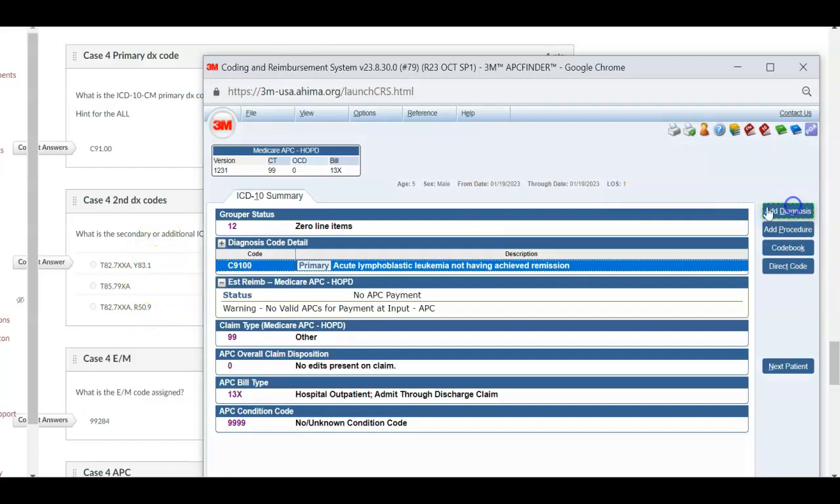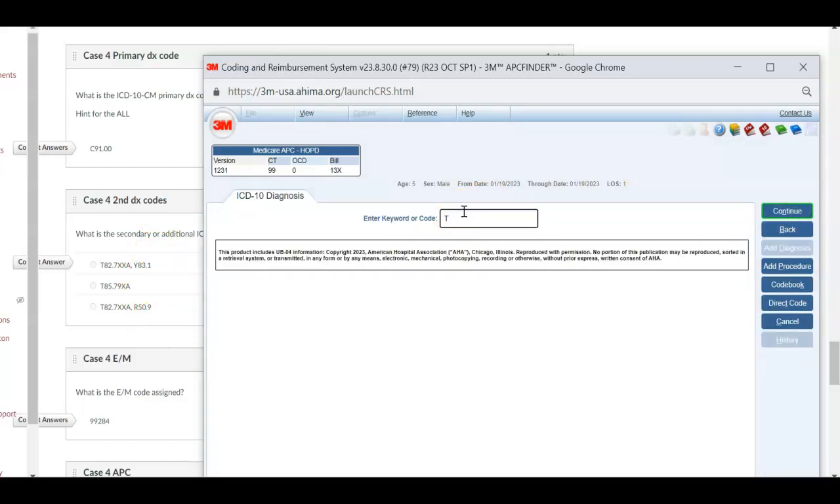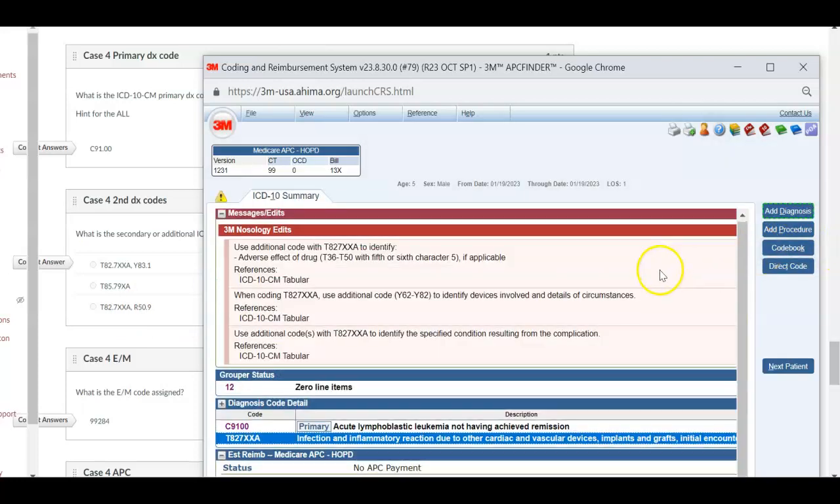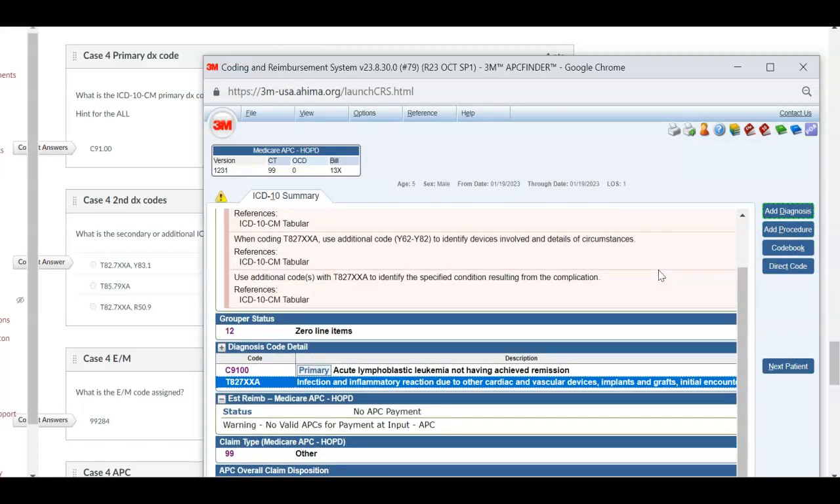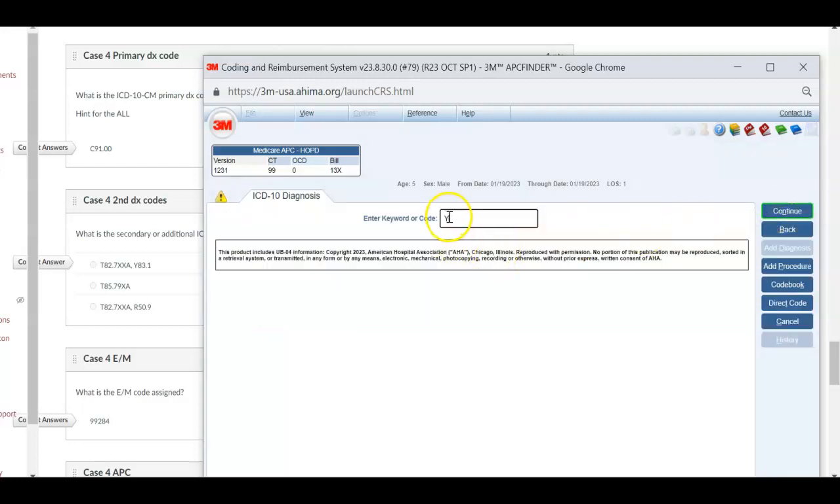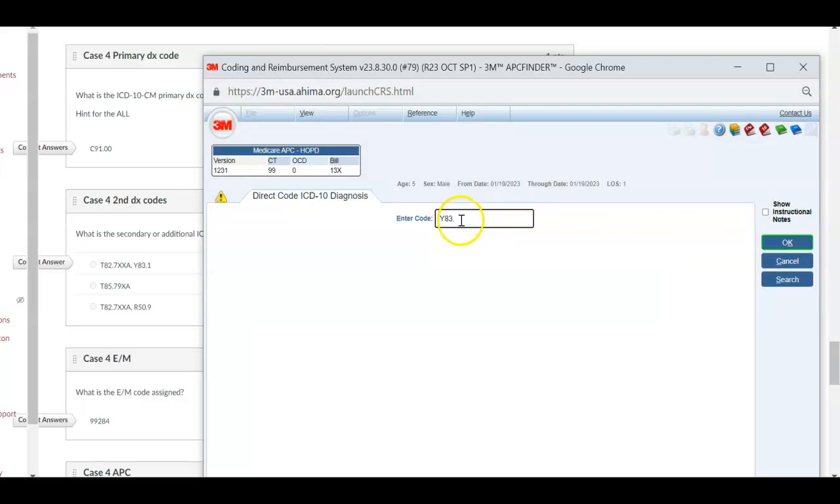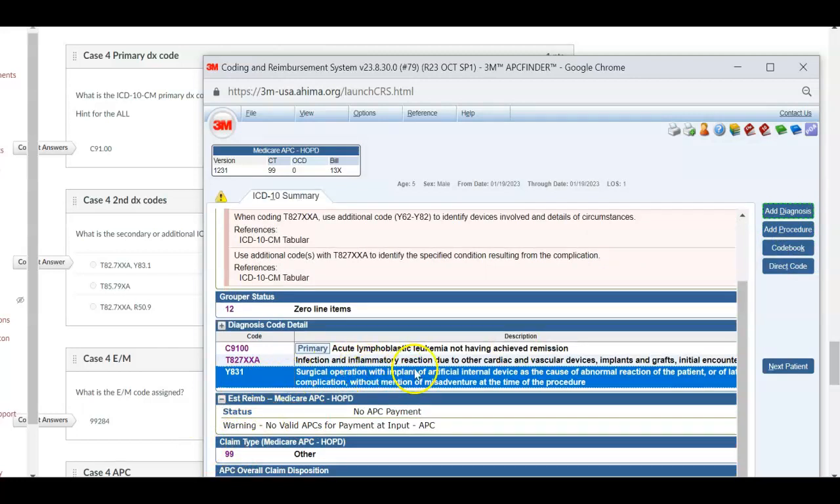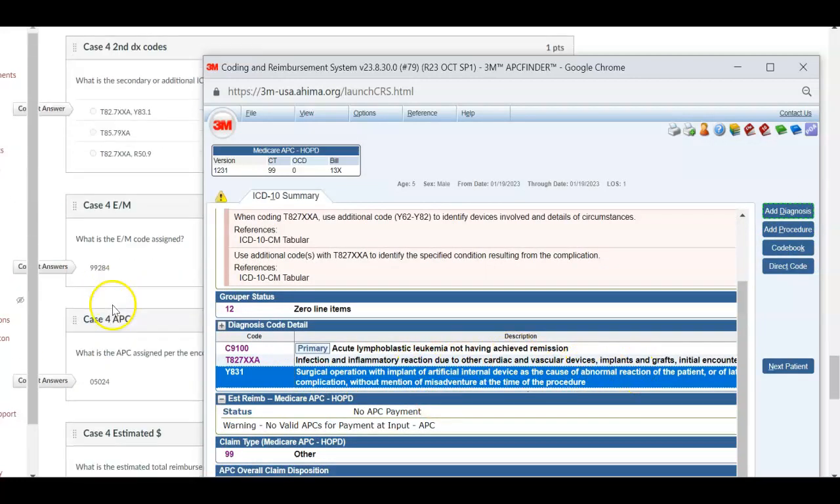Okay. So let's go and add those in quick. And I'm going to explain about that code that some of you put down with the R code and why we shouldn't have that. All right, so we have that, which is going to be infection, inflammatory reaction due to the cardiovascular device. And then we're going to add one more here. We have the Y83.1. Okay, and that's going to be a surgical cause of abnormal reaction.